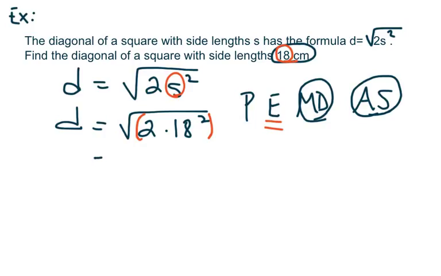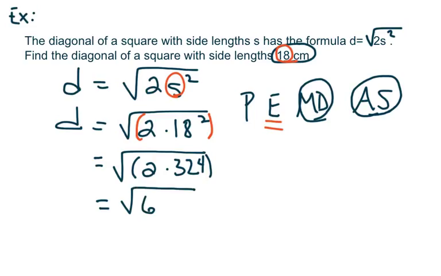And we write out all of our steps, so it's the square root of parentheses 2 times 18 squared, which is 324. Then I have to do 2 times 324. So that's the square root of 648. And then I don't need the parentheses anymore because I've done everything inside of them. So I need to type into my calculator the square root of 648.